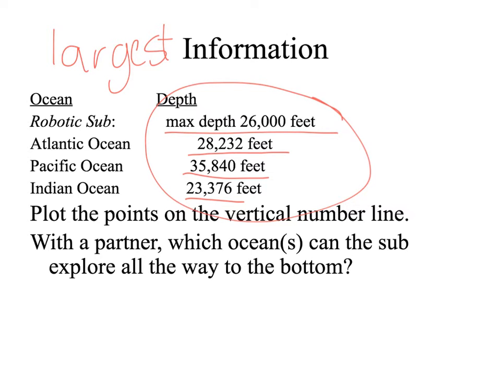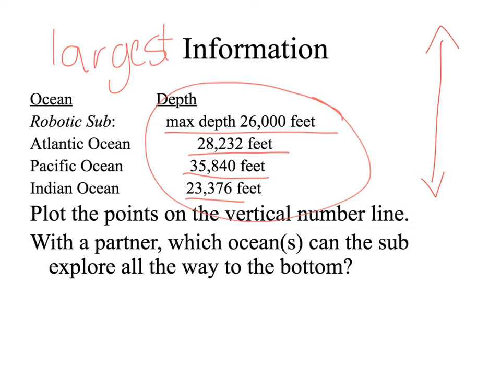Now we're going to do number 2. Number 2 says plot the points on the vertical number line. The vertical number line is located at the bottom of the page. Vertical means up and down, so look for the vertical line at the bottom. You're going to plot them from the largest depth to the shortest depth.